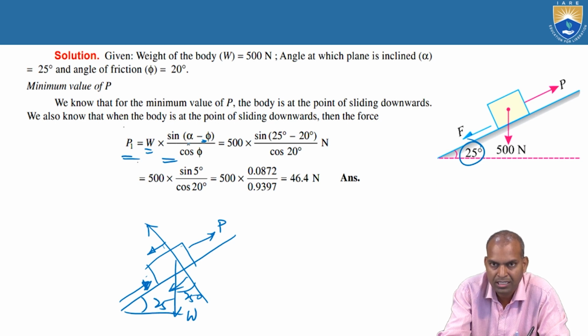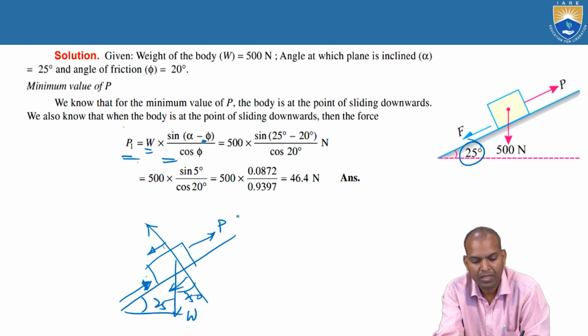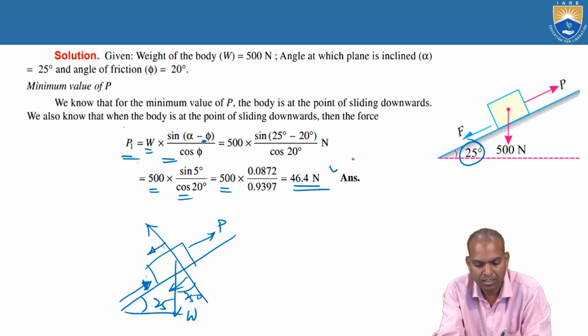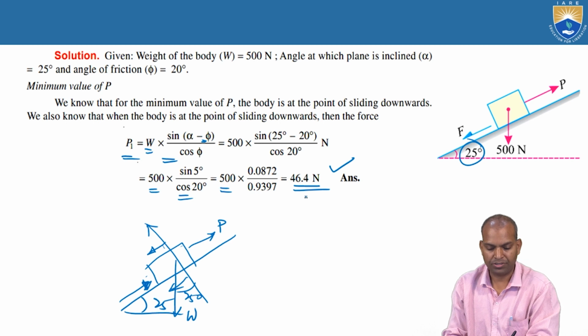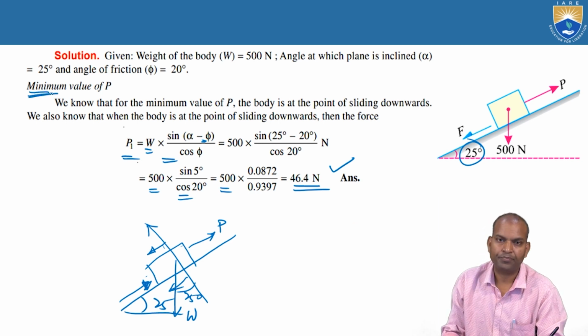Substitute over here: sin(alpha minus phi) by cos phi. Then that is 500 times sin(25 minus 20) by cos 20 degrees, that is 500 times sin 5 degrees by cos 20, that is 500 times 0.0872 by 0.9397. That is 46.4 newtons. That is the minimum value of P.